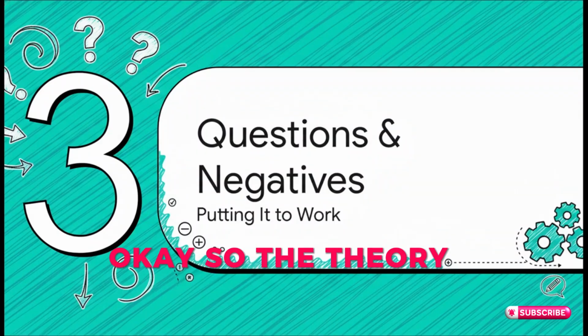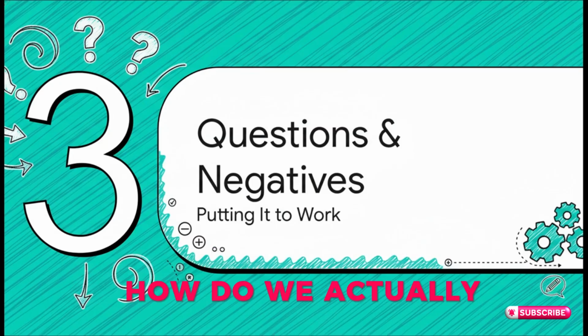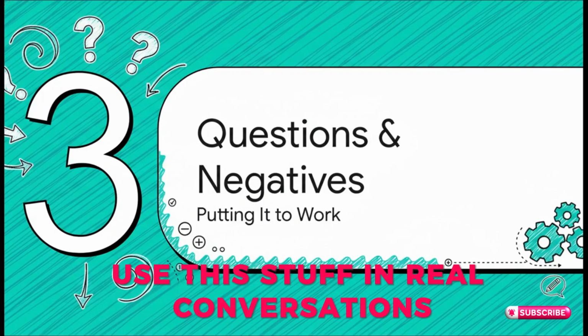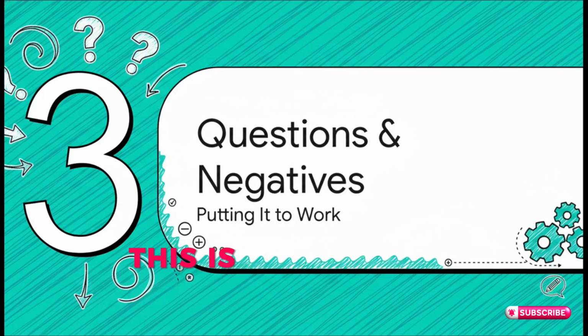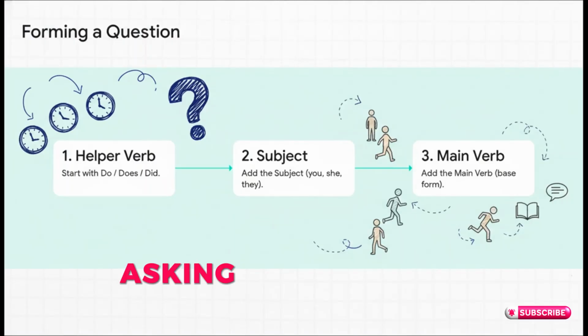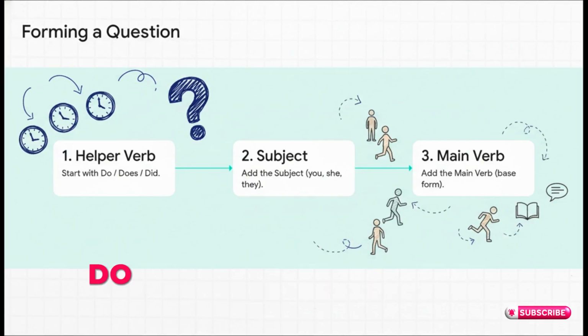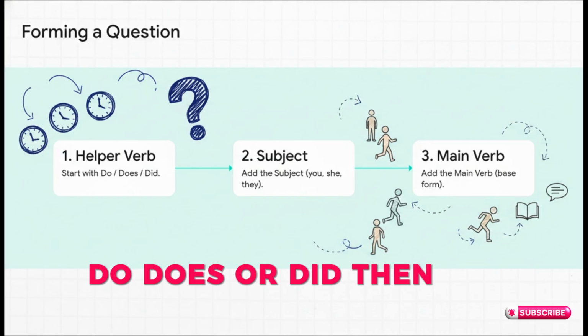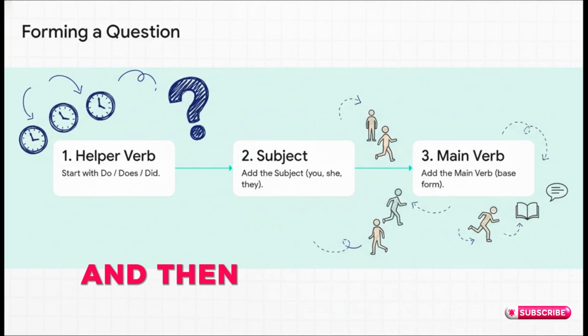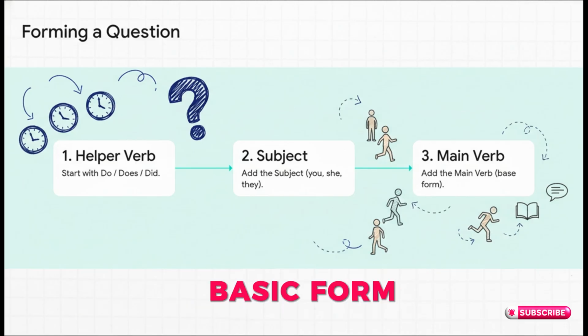Okay, so the theory is great, but let's get practical. How do we actually use this stuff in real conversations? This is the fun part, putting these words to work. Asking a question in English is like following a simple recipe. Three easy steps. You start with your helper verb, do, does, or did. Then you add the subject, and then you finish with the main verb in its simple, basic form.